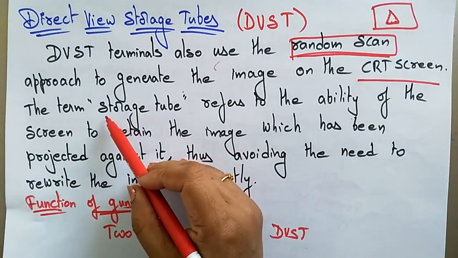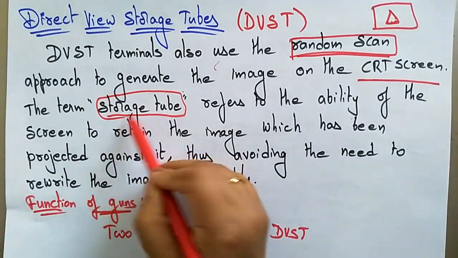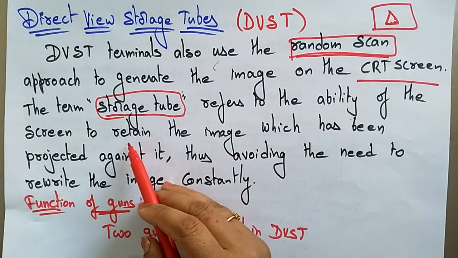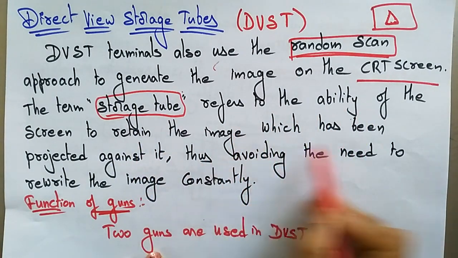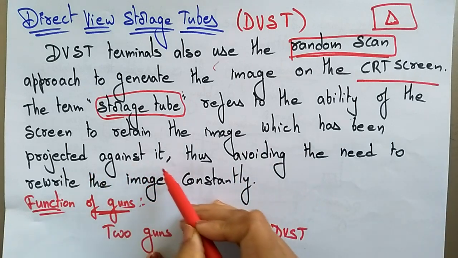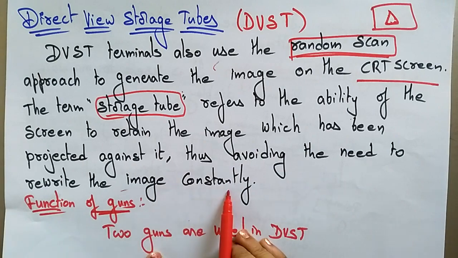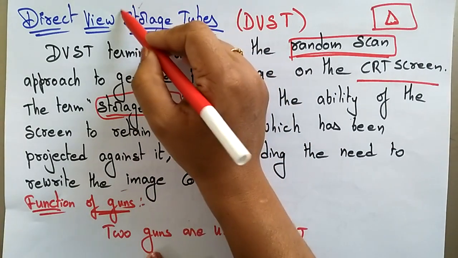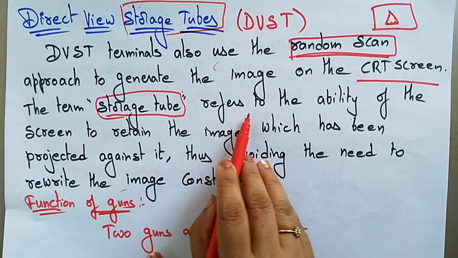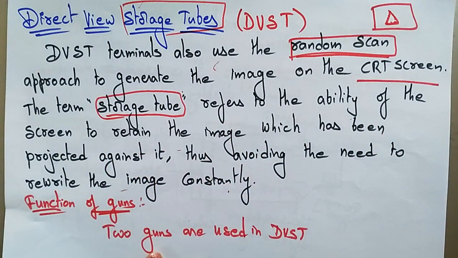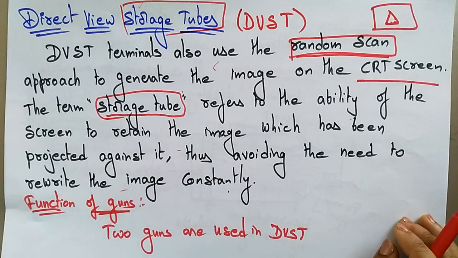The term storage tube refers to the ability of the screen to retain the image which has been projected against it, thus avoiding the need to rewrite the image constantly. So the term storage tube refers to the ability of the screen to retain the image which has been projected against it, and thus avoiding the need to rewrite the image constantly.